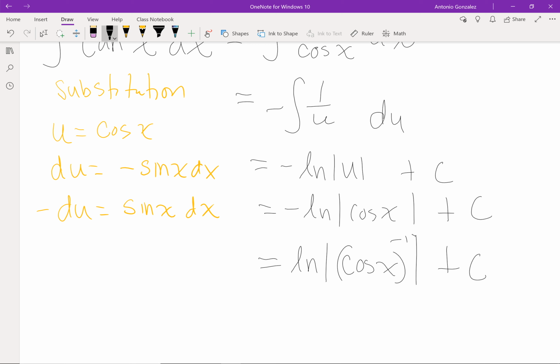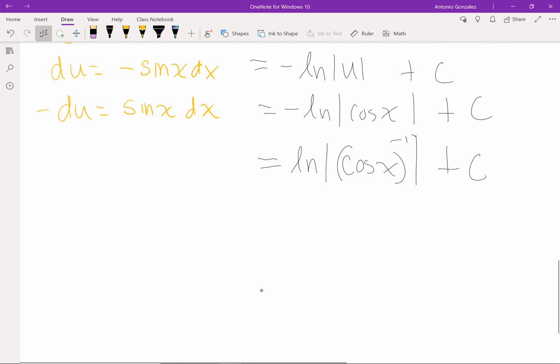I write it like this because keep in mind when we write cosine to the negative 1 x, that is referred to as the inverse of the cosine, right? And here it's not an inverse, it's the reciprocal, right? 1 over cosine x, which happens to be the secant of x plus c, right?